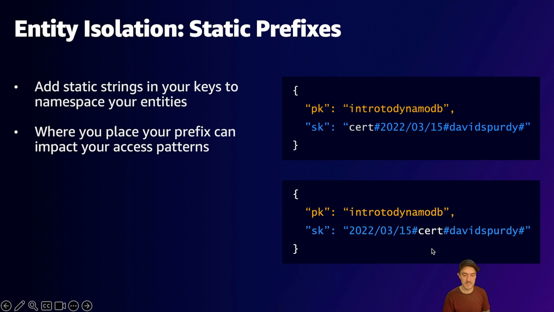Another approach to this is to put cert somewhere in the middle. And what this would allow us to do is now certs and courses are sorting right next to each other by year, month, and day. And then after that, they are apart from each other within that month, year, and day between cert and course. So you can visualize this.